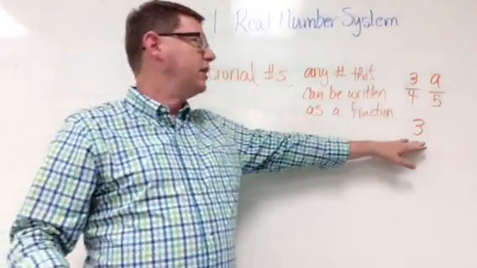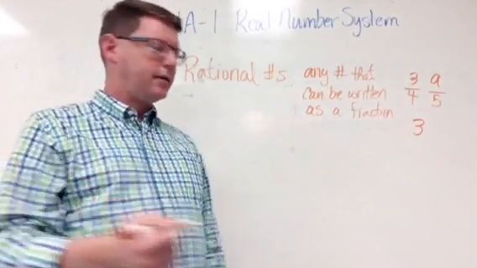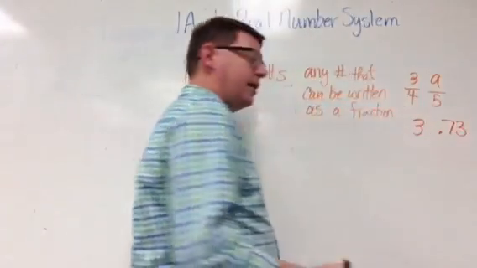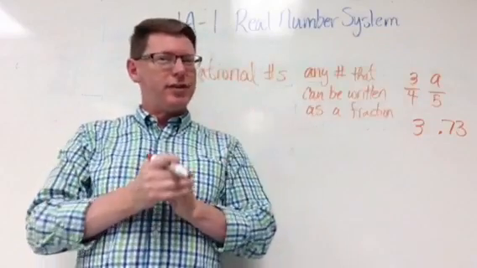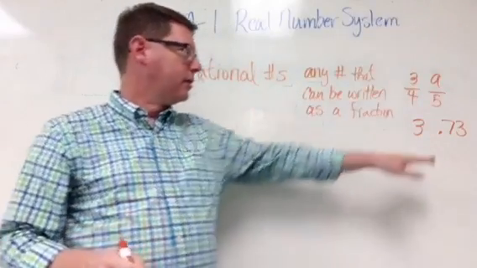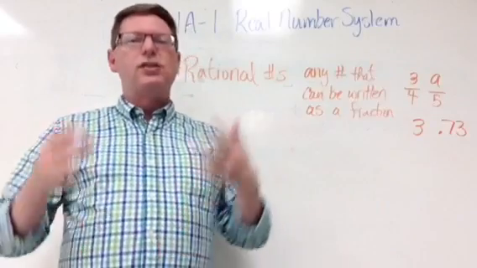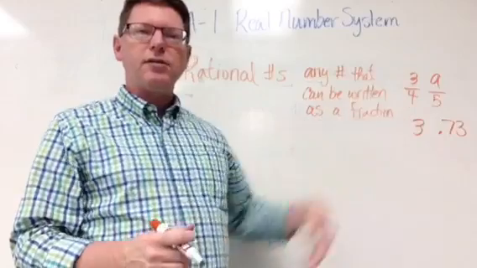So 3 over 1 is a rational number because I can write it as a fraction. Okay? So what about this one? What about 0.73? Is that a rational number? Can I change 0.73 to a fraction? Well, yes, because 0.73 is actually 73 hundredths, so I can write 0.73 as a fraction, so that means it's rational. Those are all types of rational numbers.